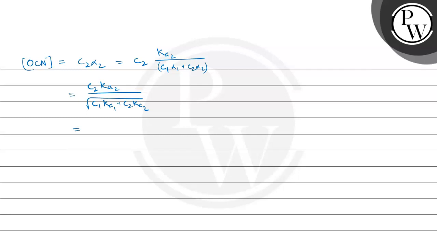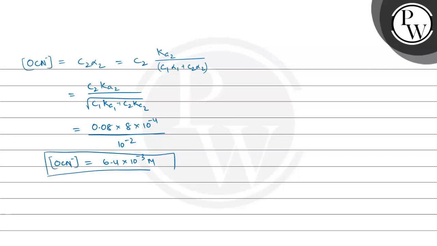Now we can put the values. So C2 Ka2, that is 0.08 multiplied by 8 multiplied by 10 raised to the power minus 4, divided by the square root of C1 Ka1 plus C2 Ka2, which is 10 raised to the power minus 2. So this is equal to 6.4 multiplied by 10 raised to the power minus 3 molar. And this is the concentration of OCN minus ions inside that solution.